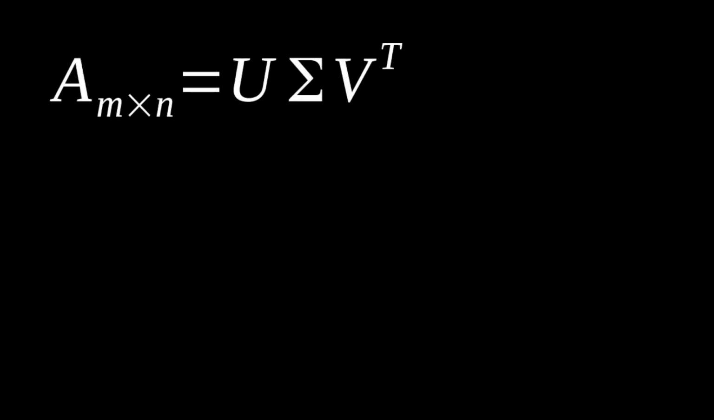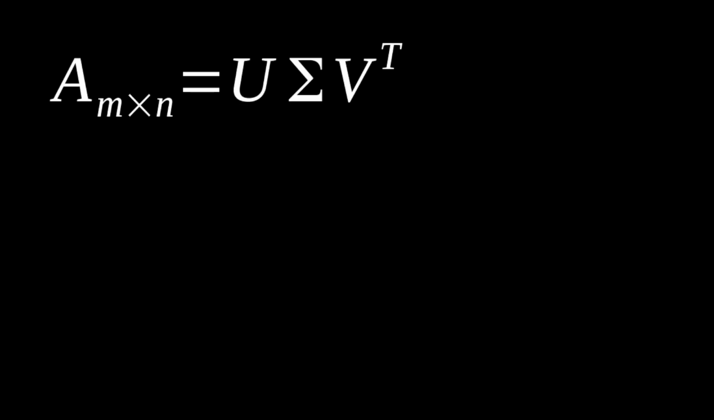So this is the singular value decomposition for some m by n dimension A matrix. This matrix decomposition will apply to square and non-square matrices, and it's a decomposition into these three matrices, as you can see right here: U, sigma, and V transpose.